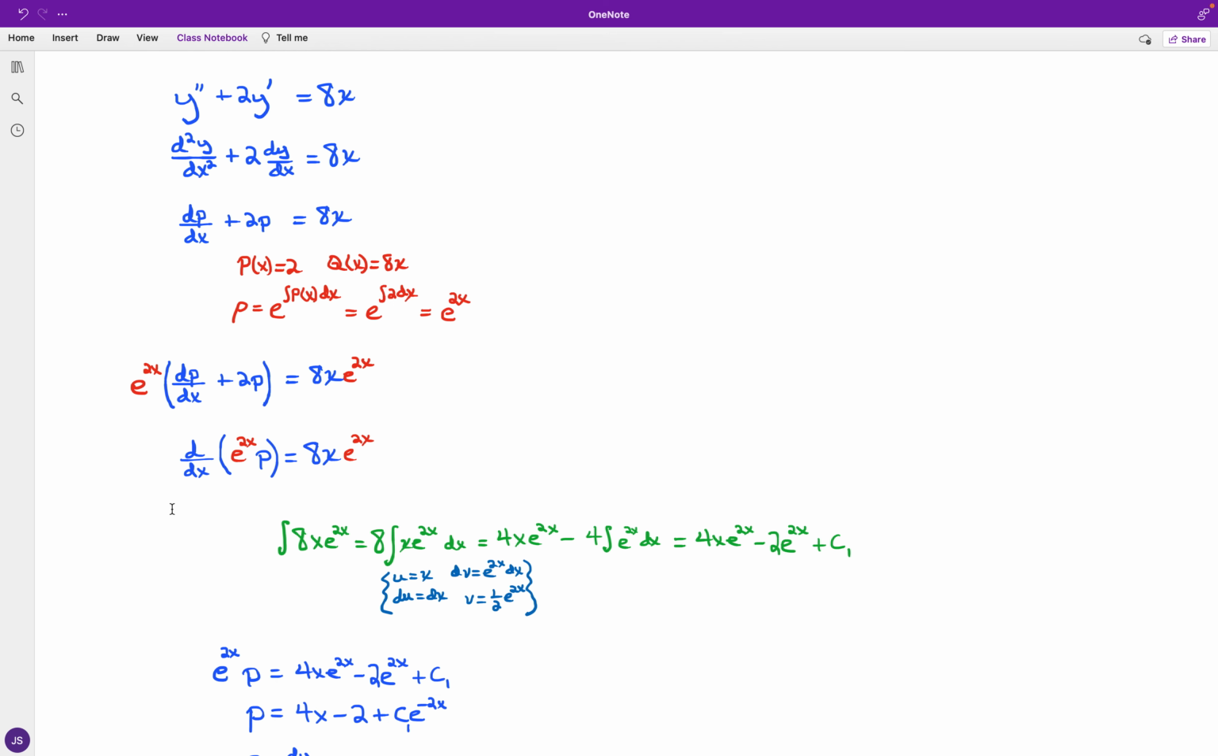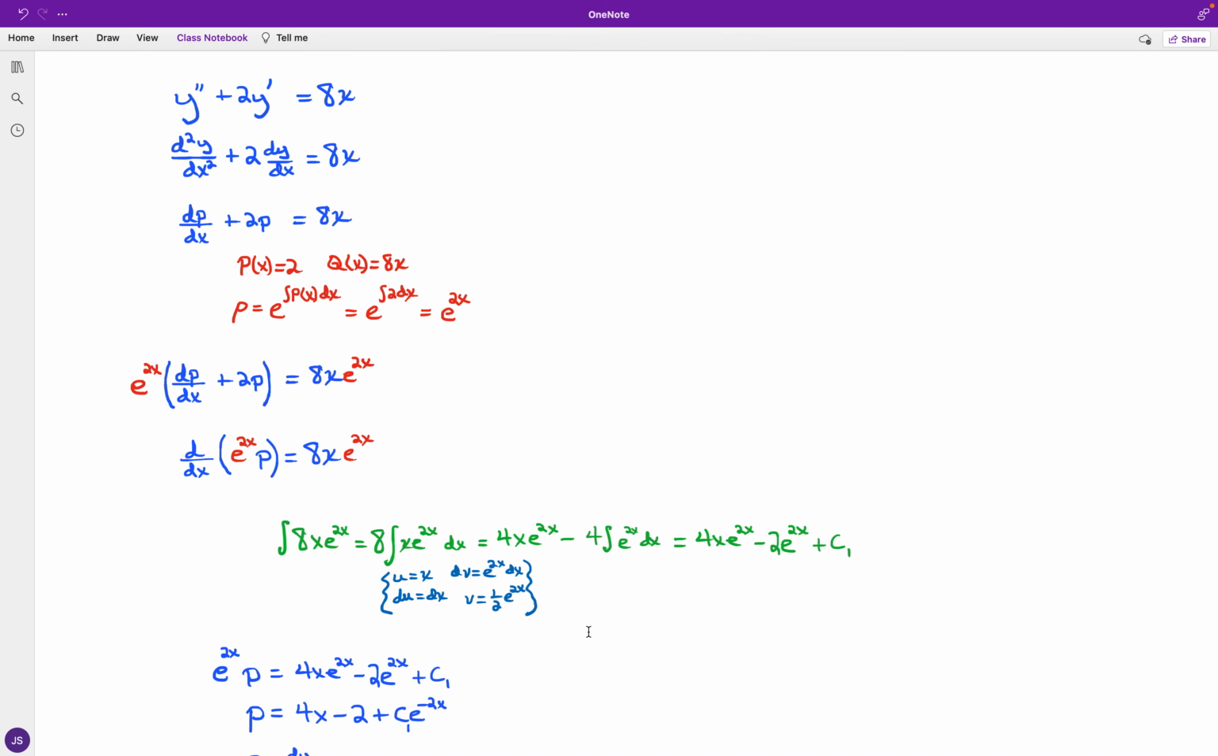And integrating over both sides, you're going to have e to the 2x times p freed up from the parentheses. And for integrating 8x e to the 2x, we're looking at integration by parts. Again, you have u times v minus the integral of v du, and drawing the coefficient 8 out, you have u at x, and we have the differential du equal to the differential dx.